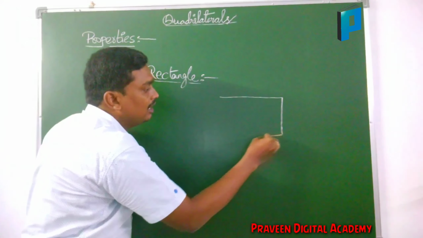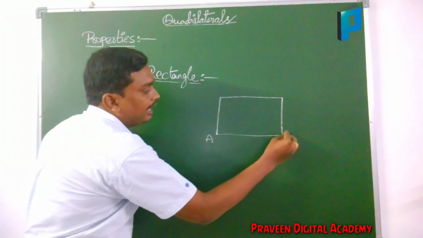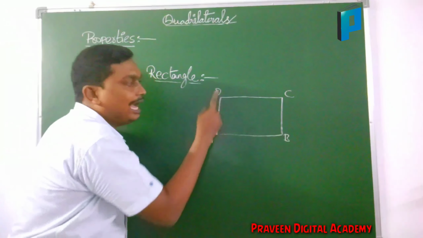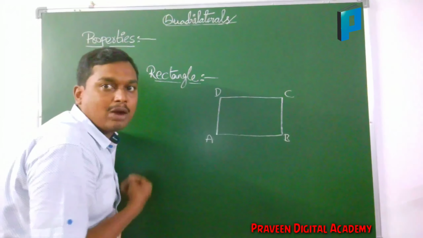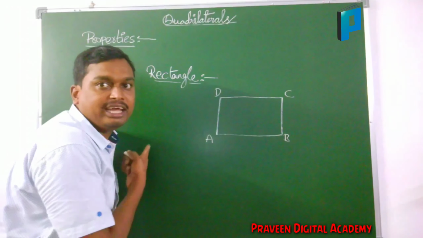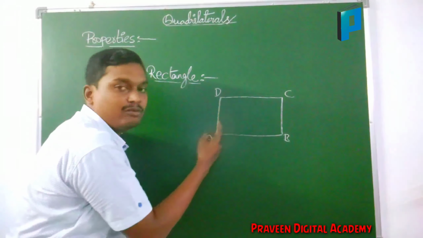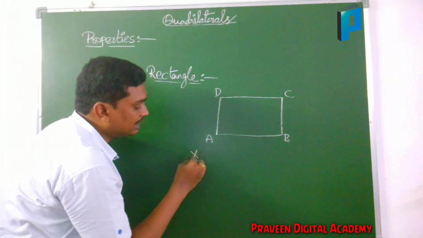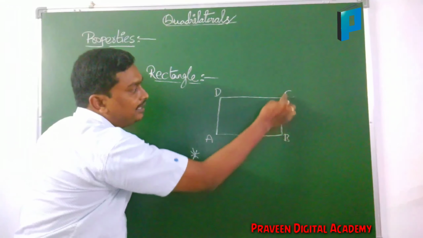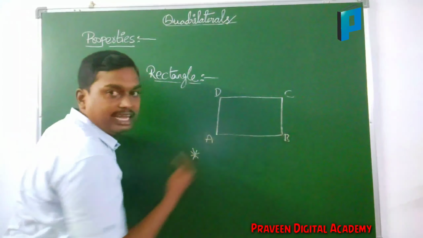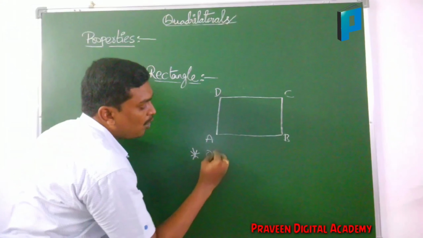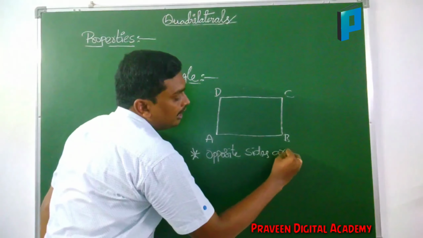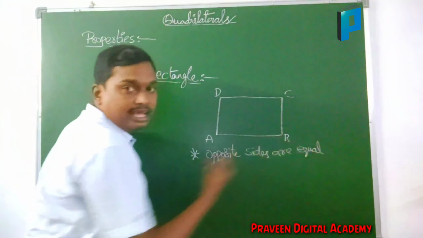Here rectangle is like this. A, B, C, D is a rectangle. A rectangle will have length and breadth, whereas a square will have only a side. All sides are equal in a square, whereas a rectangle will have opposite sides equal. The properties of the rectangle: here A, B, C, D. Opposite sides are equal in a rectangle.